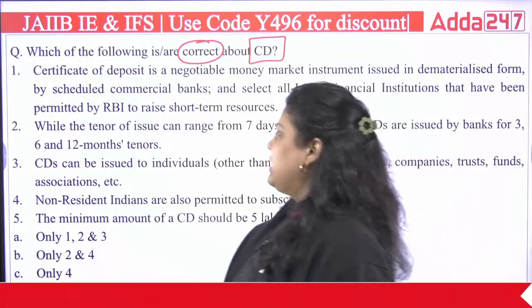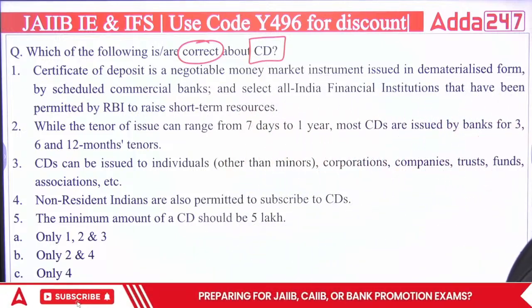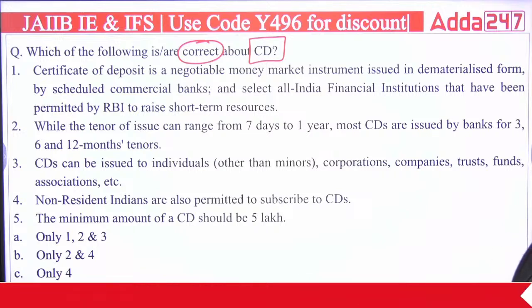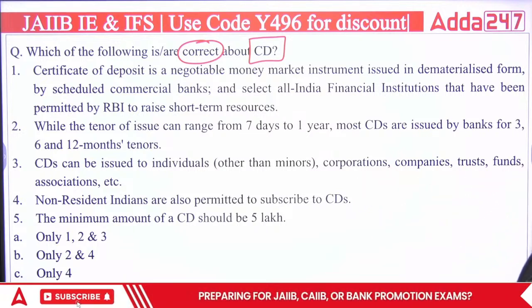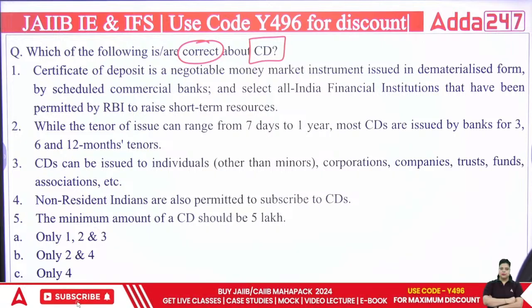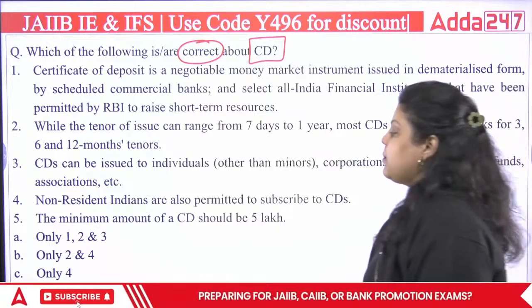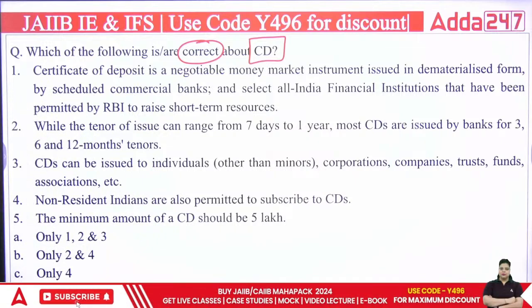Second is saying while the tenure of issue can range from 7 days to 1 year, most certificate of deposits are issued by banks for 3 months, 6 months and 12 months tenure. Okay. Third is saying certificate of deposit can be issued to individuals other than minors, corporations, companies, trust, fund, association, etc. Fourth is saying NRIs are also permitted to subscribe the certificate of deposit. And the fifth is saying minimum amount of certificate of deposit is 5 lakh. And out of all these statements, you have to answer which statement is correct.